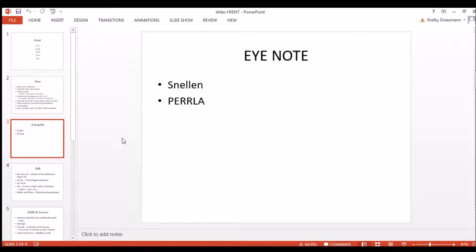Skin should be intact. So for inspecting eyebrows and eyelashes, they should be intact, symmetric. Eyelashes shouldn't be curled inward. Eyelid margins should be pink, tight, flush. When they blink, they should fully cover. The lower lid should cover below the limbus. The upper lid should cover part of the iris, but not the pupil.